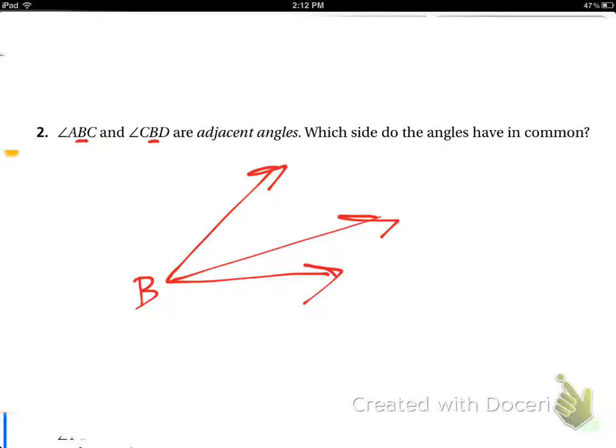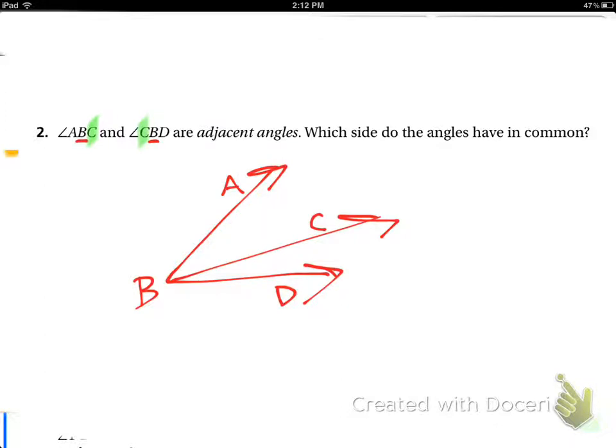And then notice we have to make sure that we do this part correct. What other letter do they both have in common? They both have a C. Not in the same place, but they both have a C. So that's got to be the one that is going up through the center, so that it is a part of both of those. And then the other two sides can be A and D.